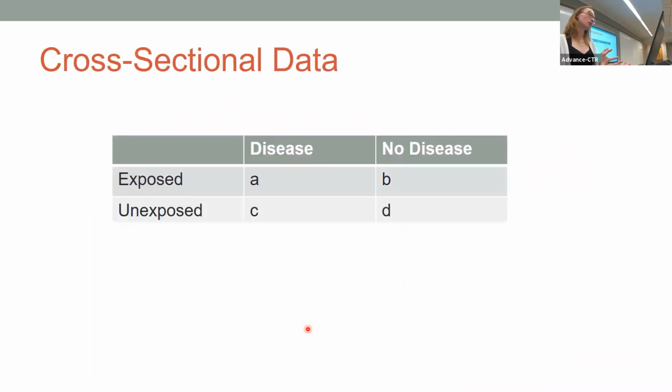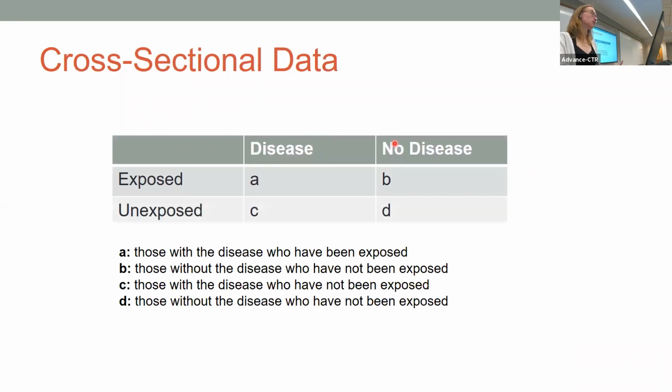Now, once you've collected your data, your subjects are going to fall into one of these four boxes. We can interpret these four boxes this way. A is going to be a number, and it's going to be those with the disease who have been exposed. B, C, and D are also going to be numbers: B being exposed and non-diseased, C being unexposed but diseased, and D being both unexposed and undiseased.